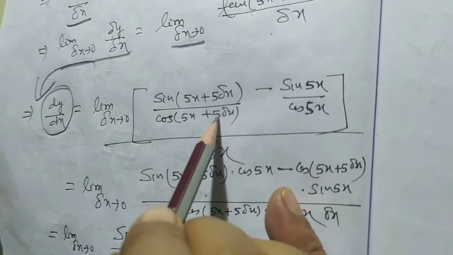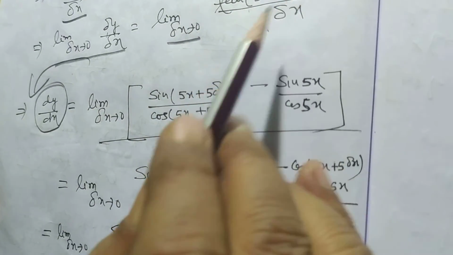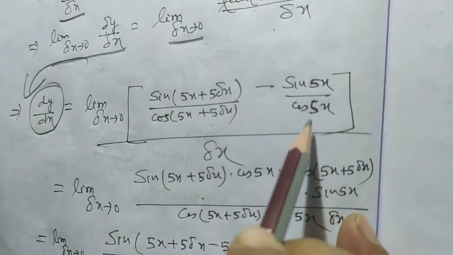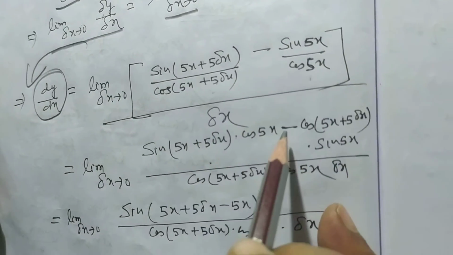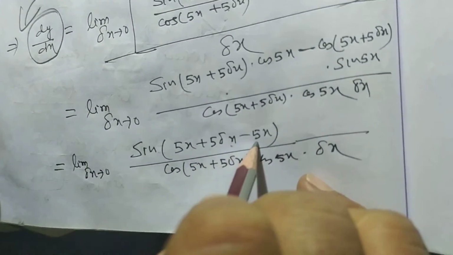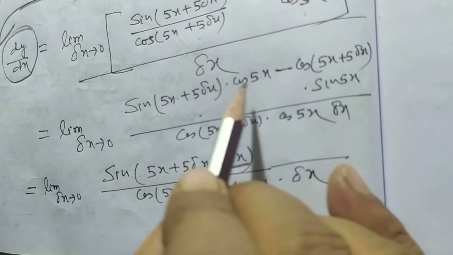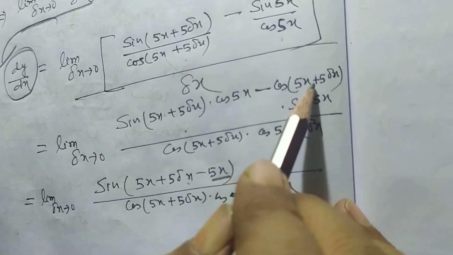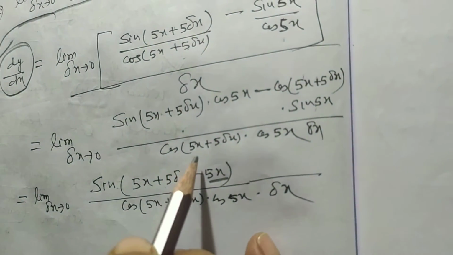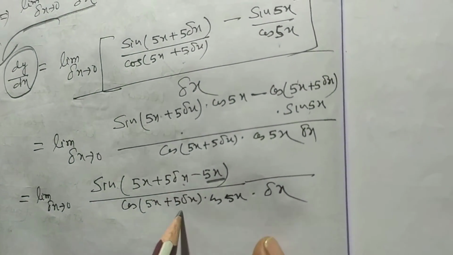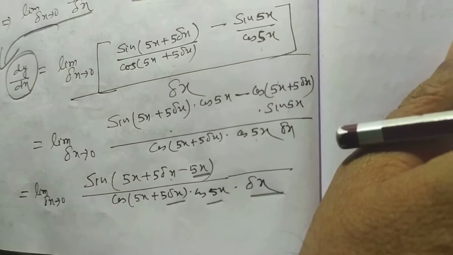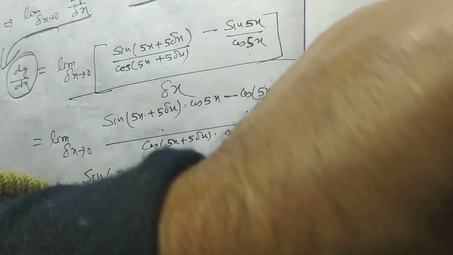And now you write tan(5x + 5Δx) in terms of sine and cos, and tan 5x in terms of sine and cos. After solving, we have sin of the angle (5x + 5Δx − 5x). This is the expansion of sin(A − B), sin A cos B − cos A sin B. And in the denominator, it is cos(5x + 5Δx) cos 5x into Δx. Now we solve it by taking limits.